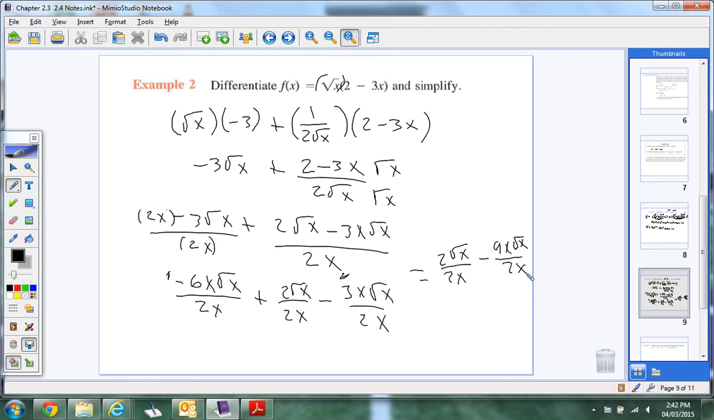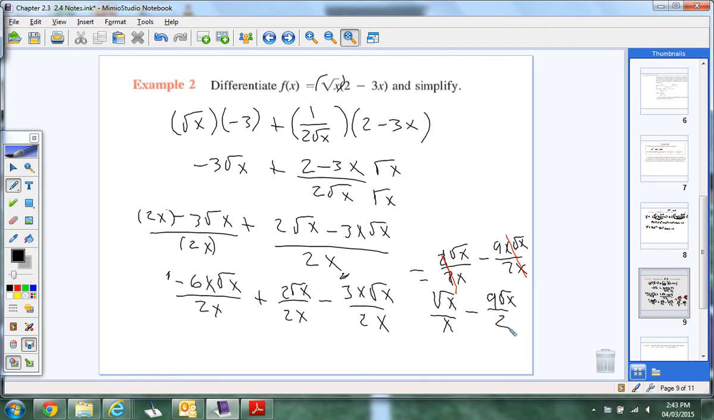Okay, and the last thing we just do to finish off, we cancel the 2's. Negative 6 minus 3 is negative 9, because these are like terms. That's why we were doing this part, yeah. And then our 2's cancel here, x cancels here, and we're going to get root x over x minus 9 root x over 2.